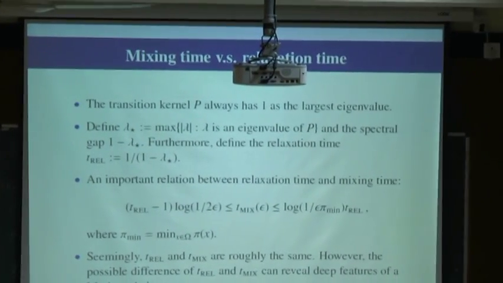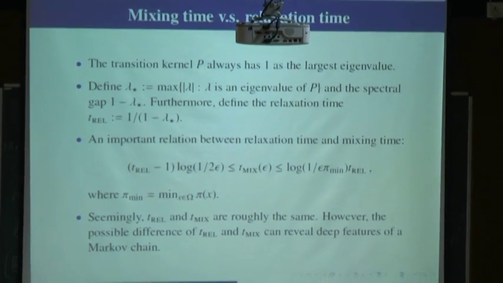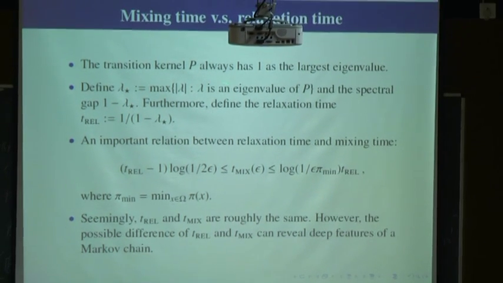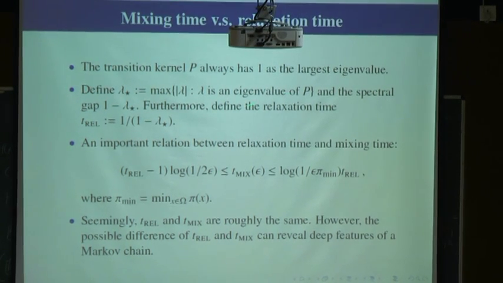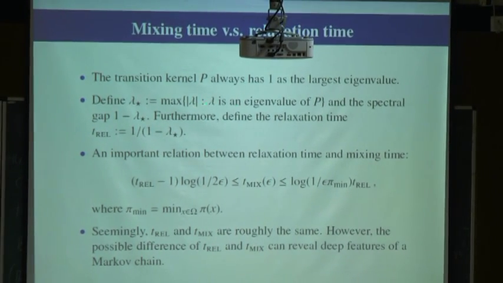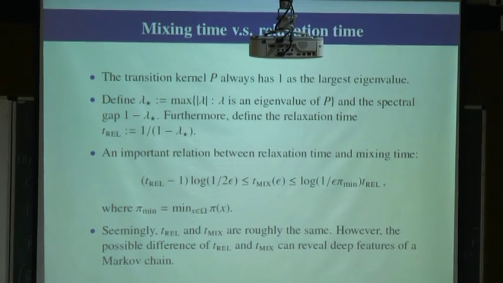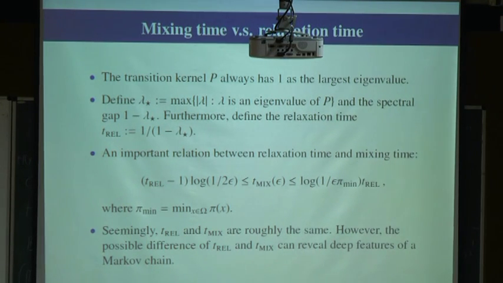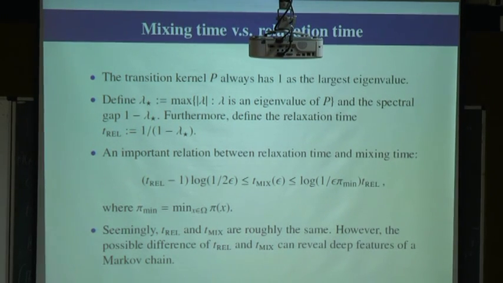Okay, now, the transition kernel P always has 1 as the largest eigenvalue, and if lambda star is the largest absolute value of an eigenvalue which is less than 1, so here I write absolute lambda. Lambda is an eigenvalue of P, and I didn't write there, but I mean, of course, different from 1. Then we have the spectral gap 1 minus lambda star, and the relaxation time, which is the inverse of that.